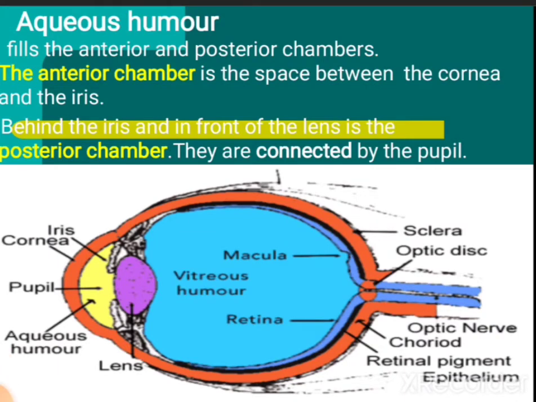Aqueous humor fills the anterior and the posterior chambers. Anterior chamber is the space between the cornea and the iris. So here we can see the anterior chamber, which is the space between the cornea and the iris. Then behind the iris and in front of the lens is the posterior chamber. So this is the posterior chamber, and they are connected by the pupil. Pupil is the space between the iris.